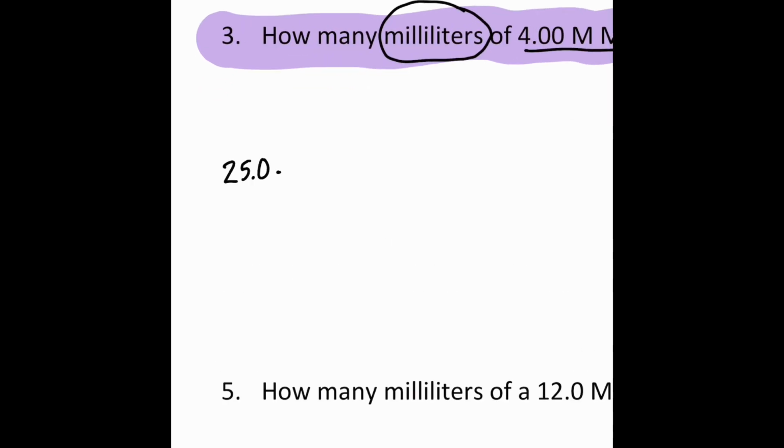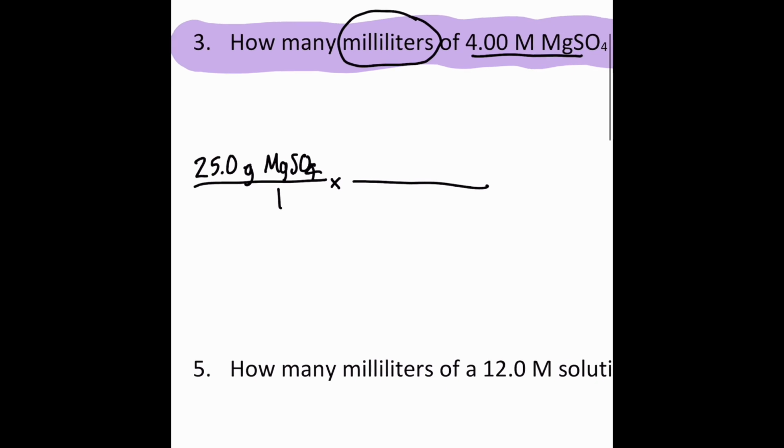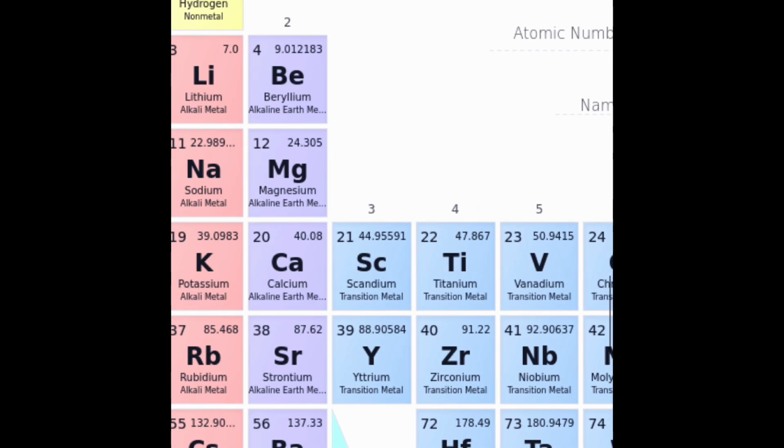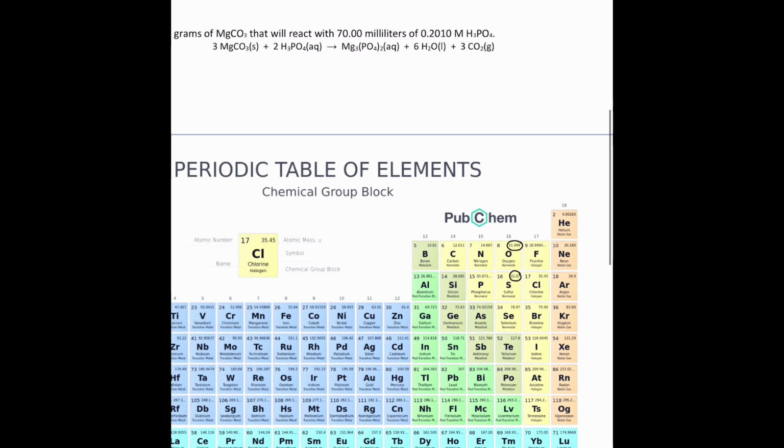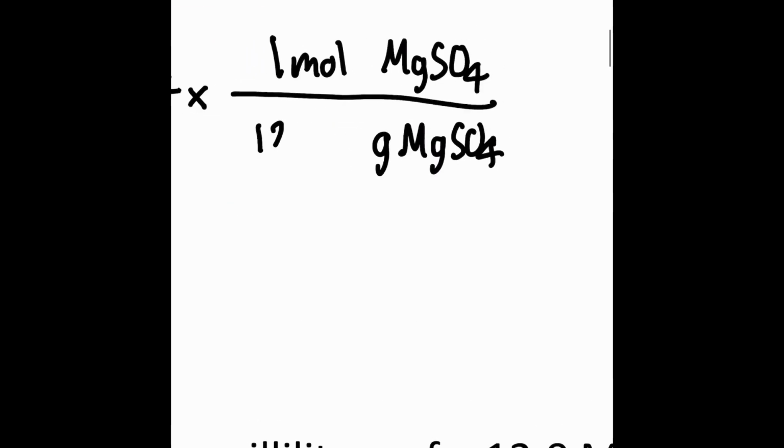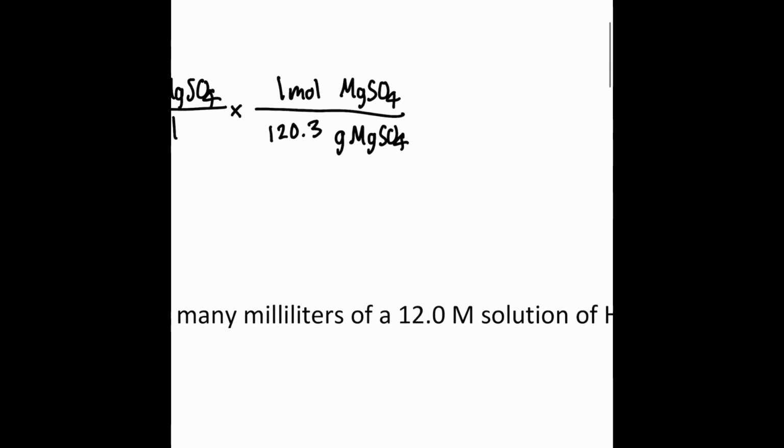So 25.0 grams of magnesium sulfate over 1, just a placeholder, times our molar mass. For every blank grams of magnesium sulfate, we're going to get 1 mole of magnesium sulfate. We can solve our molar mass from a periodic table. It's going to be 24.3 for magnesium, plus 32 for sulfur, plus 4 times 16, and we're going to get a molar mass for our magnesium sulfate of 120.3 grams per 1 mole.